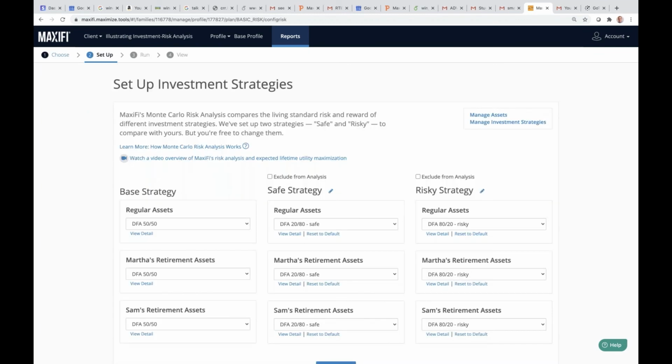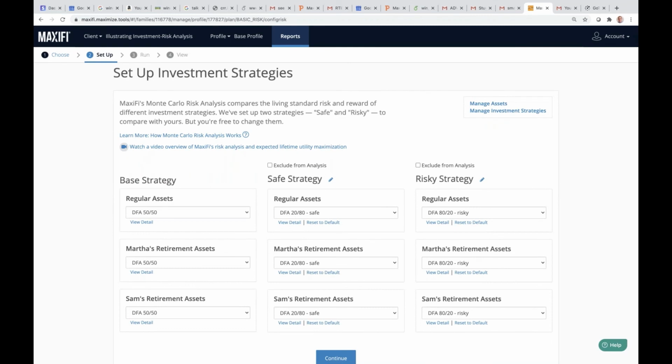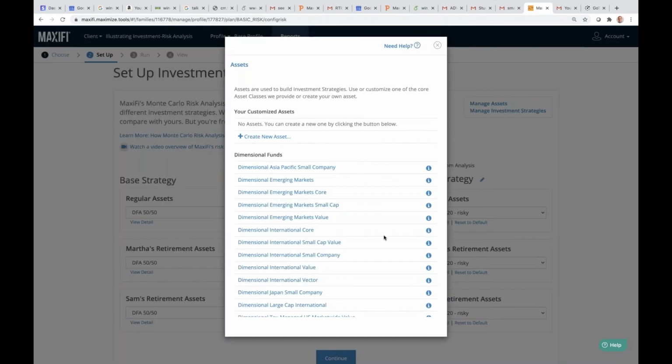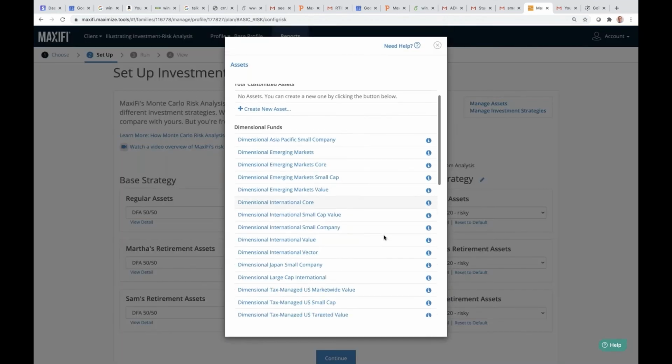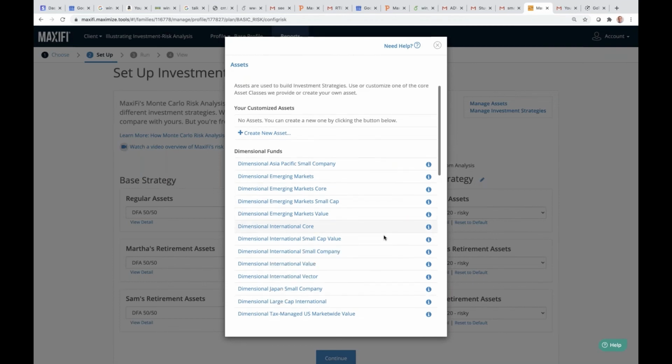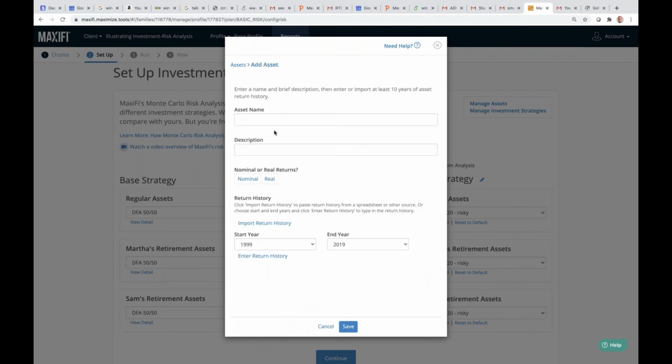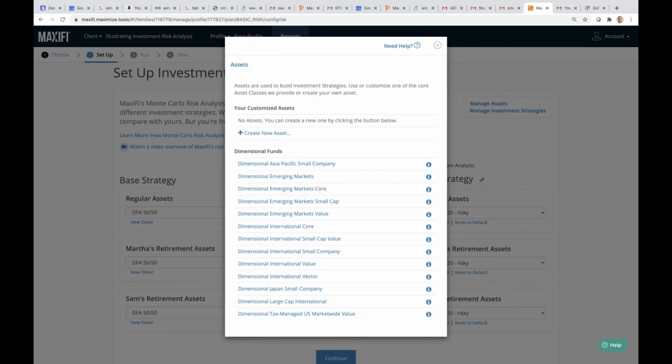The risk analysis starts here by clicking on that, and we have a set of things that you can do. First of all, you can set up particular assets that you want to incorporate in investment strategies. You can create your own assets if you want, enter the assets and the asset return histories, or you can use our canned assets.